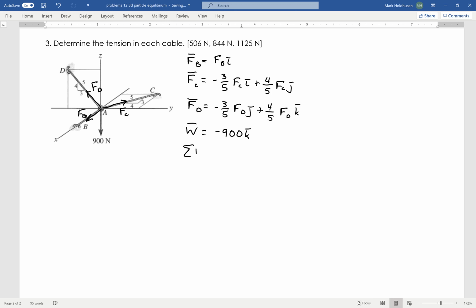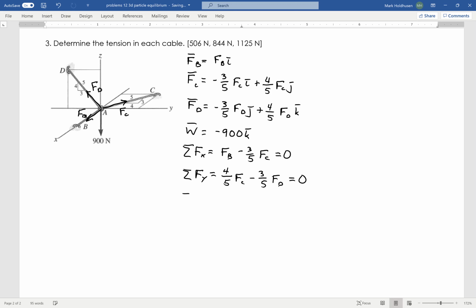And again, now that I've got my free body diagram, I've got all my forces written in Cartesian form, and I just sum up my x, y's, and z's and set them equal to 0. So that's going to be FB minus 3/5 FC equals 0. Those are all the forces in the x direction. Fy equals 4/5 FC minus 3/5 FD. I believe that's it. Equals 0.